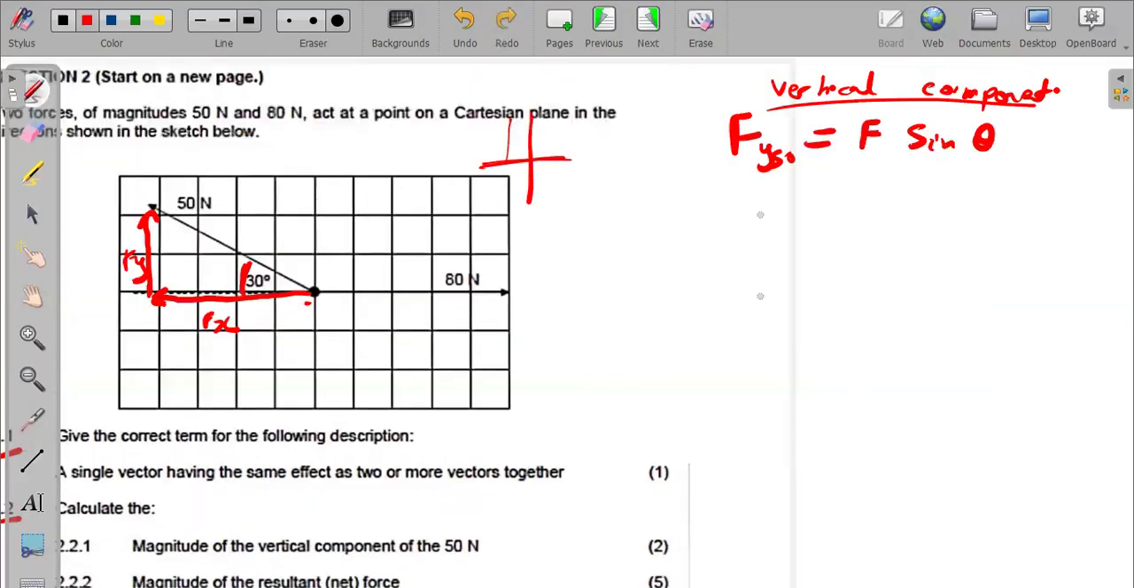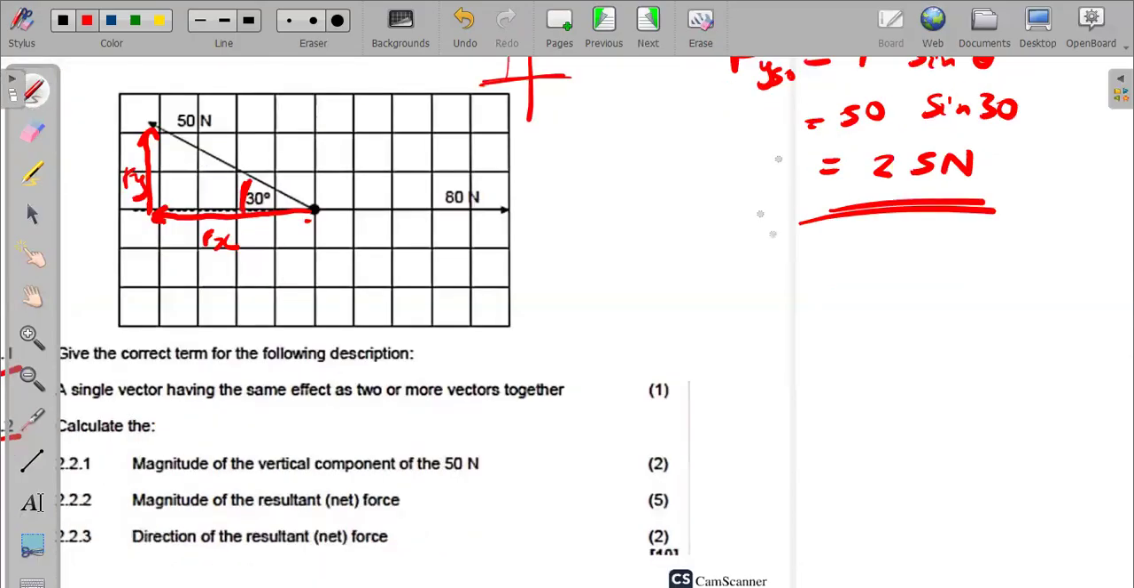So we can now substitute 50 multiplied by sine 30, and we will end up having 25 Newton. That's Fy, the vertical component of the 50 Newton force. Okay, let's go to 2.2.2. It's saying calculate the magnitude of the resultant net force.